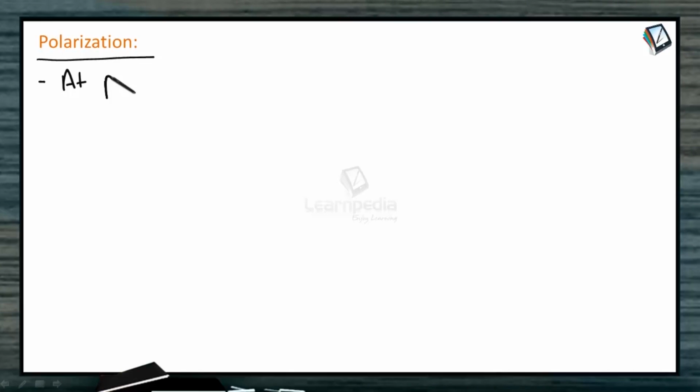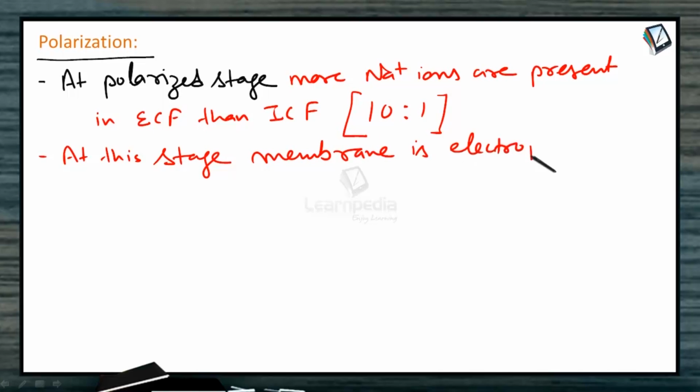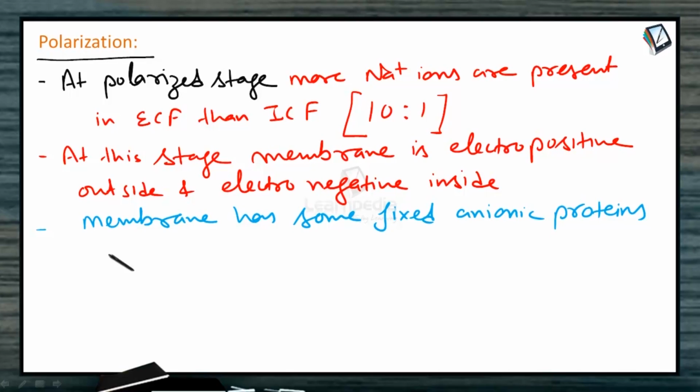Number one, at polarized stage, more sodium ions are present in ECF than ICF. This ratio is around 10:1. At this stage, membrane is electropositive outside and electronegative inside. Membrane has some fixed anionic proteins at inner side. So finally we can say at polarized stage, more sodium is outside than inside. Membrane is electropositive outside and electronegative inside, and this negativity is due to some fixed anionic protein.